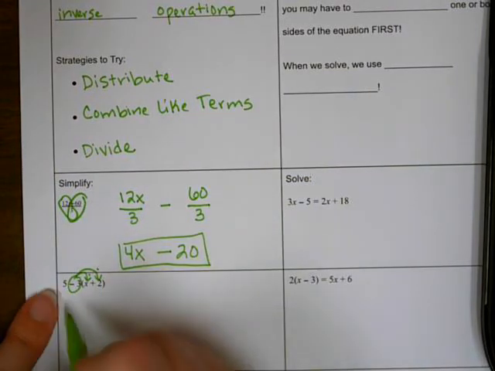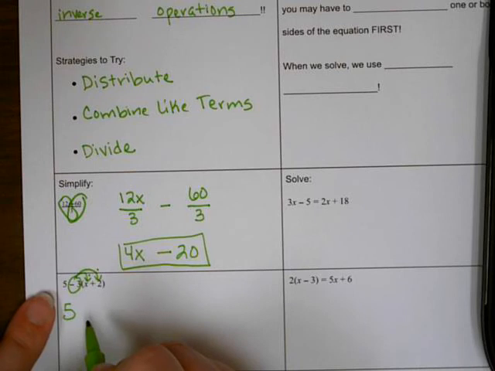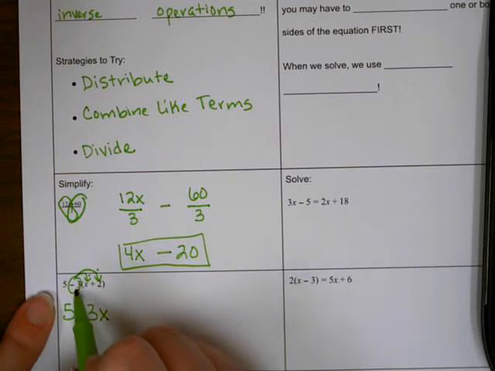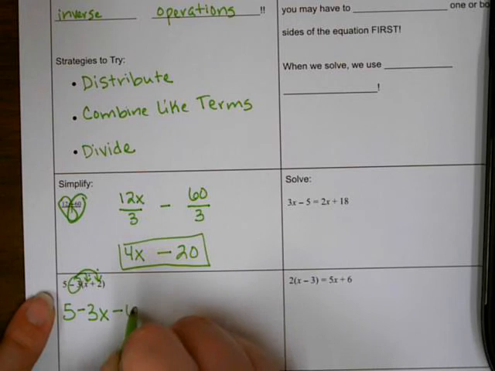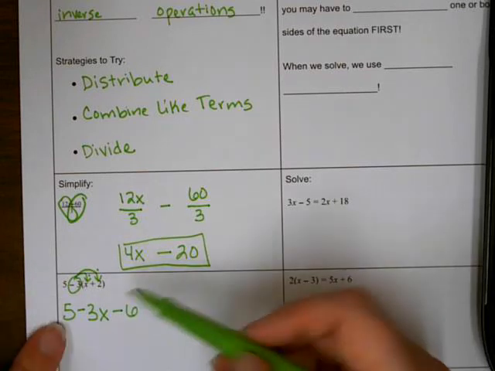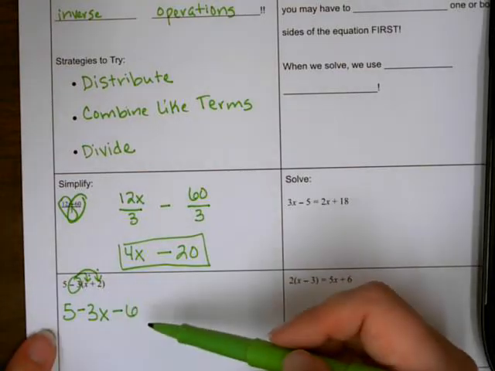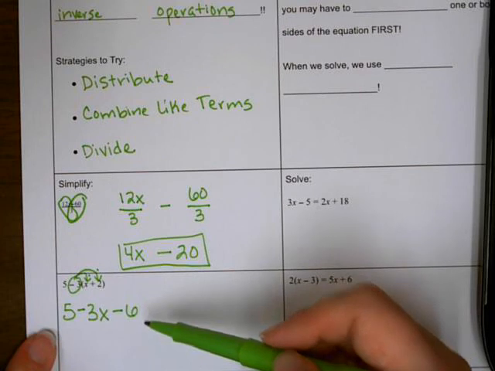Since I'm not doing anything to the 5, it's just going to come down. It's just going to chill. But we're going to do negative 3 times x and get negative 3x. And then we're going to do negative 3 times positive 2, and we get negative 6. So now I was able to get rid of the parentheses by distributing that negative 3 inside. By doing that, I also created some like terms now.